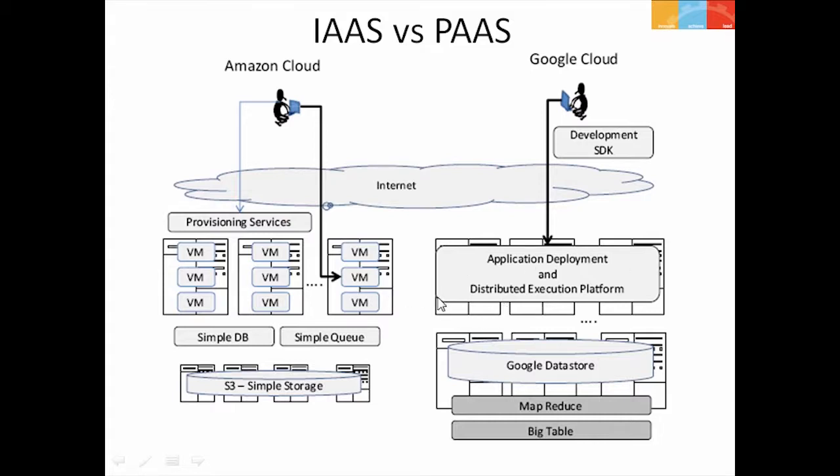So what I am trying to show here is that on the left you could see all the VMs, but on the right you have no idea of the VMs. You basically get the platform. On what VM it is running, you have got no idea. Then there is Google Datastore, which is basically like this, and then there are MapReduce and Bigtable which are there. And of course there is a development SDK through which you can access this Google Cloud.